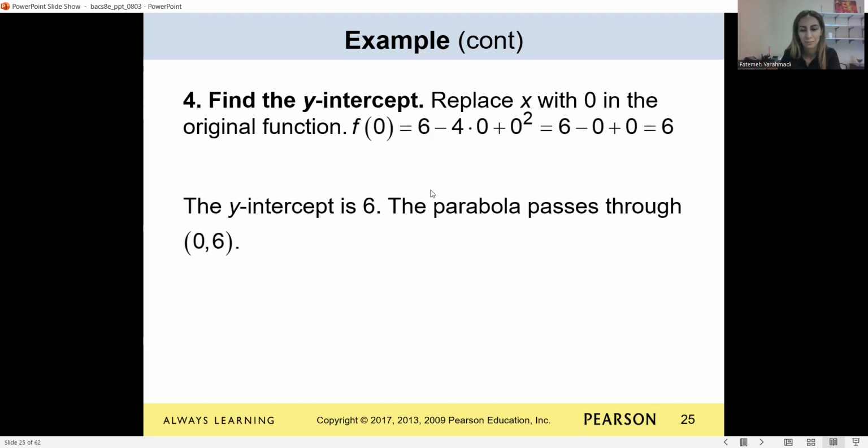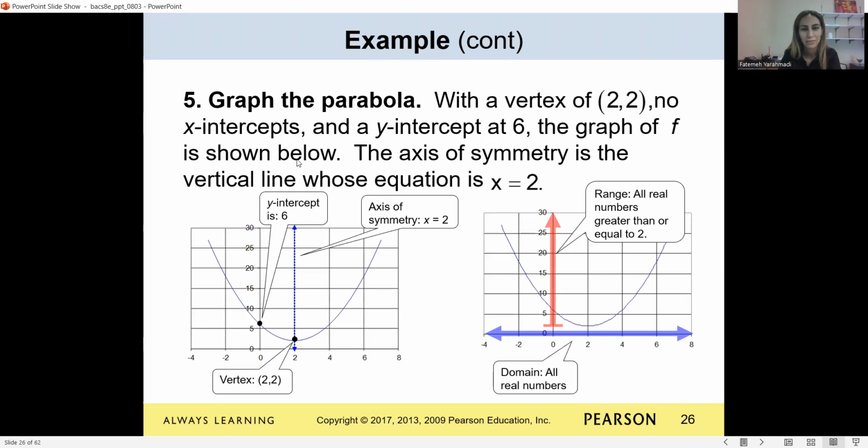And finally, the graph itself. Okay, we have the vertex 2 and 2, which is above the x-axis. Take a look at the parabola. It never intersects the x-axis. It's above the x-axis. This is the parabola that you have. It has a vertex, the minimum value, at 2 and 2. At x equals 2, the function takes on its minimum value, which is 2. You have the axis of symmetry, and also you have the y-intercept, which happens at this point. So by connecting these together, you have the graph of your parabola and quadratic function.